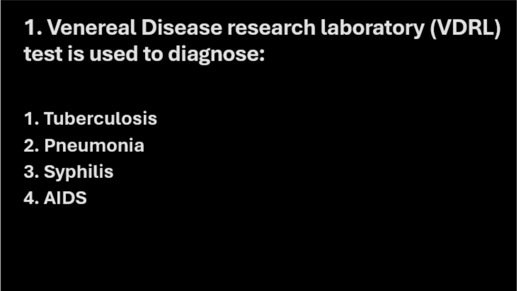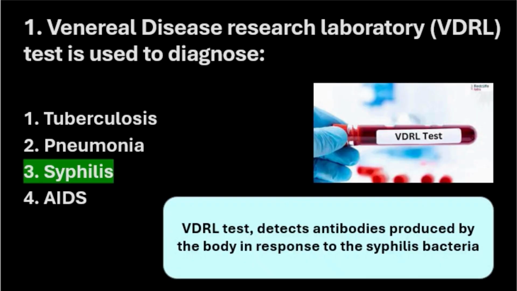The first question: Venereal Disease Research Laboratory VDRL test is used to diagnose option 1, tuberculosis, option 2, pneumonia, option 3, syphilis, and option 4 is AIDS. Right answer here is option 3, syphilis. VDRL test detects the antibodies produced by the body in response to the syphilis bacteria.